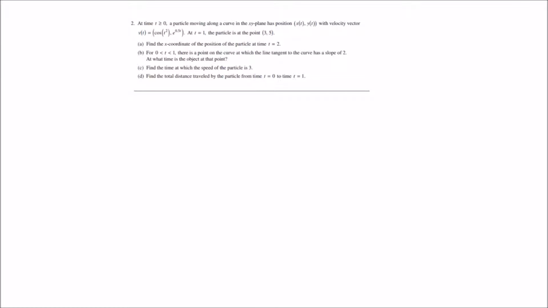So, we're going to start by moving this over here. And let's get started. All right. So, A, the x-coordinate of the position of the particle at time t equals 2.